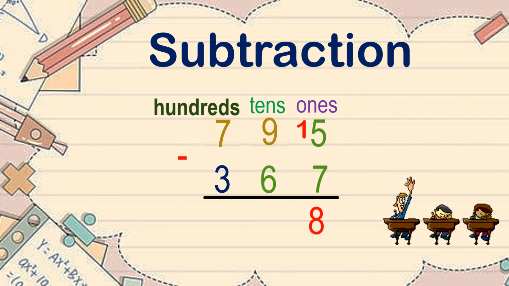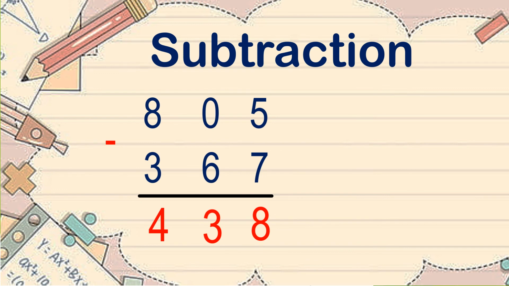Then 9 minus 6 equals 3. Lastly, we have 7 minus 3 equals 4. So here it is, 805 minus 367. The difference is 438. Take a look at this example.